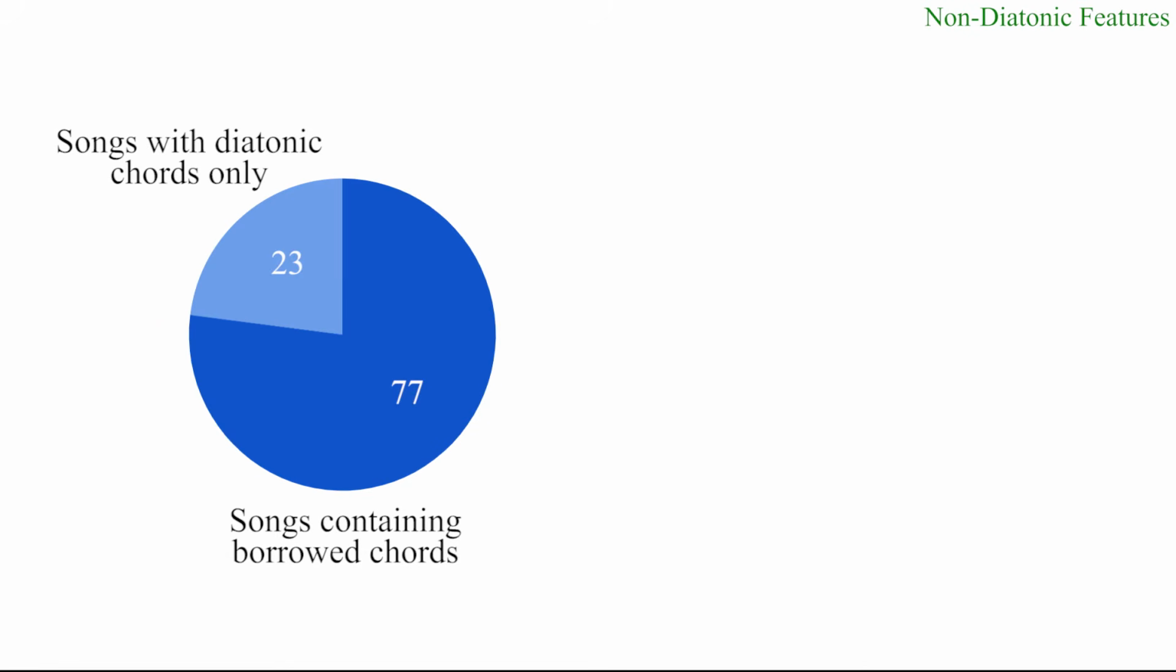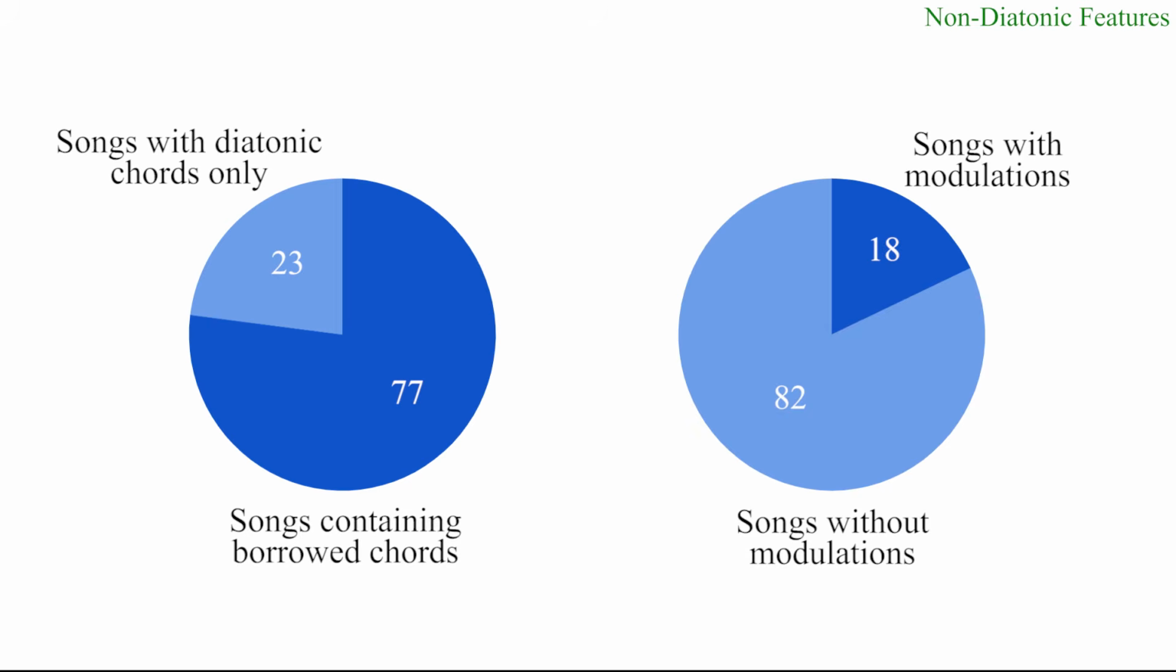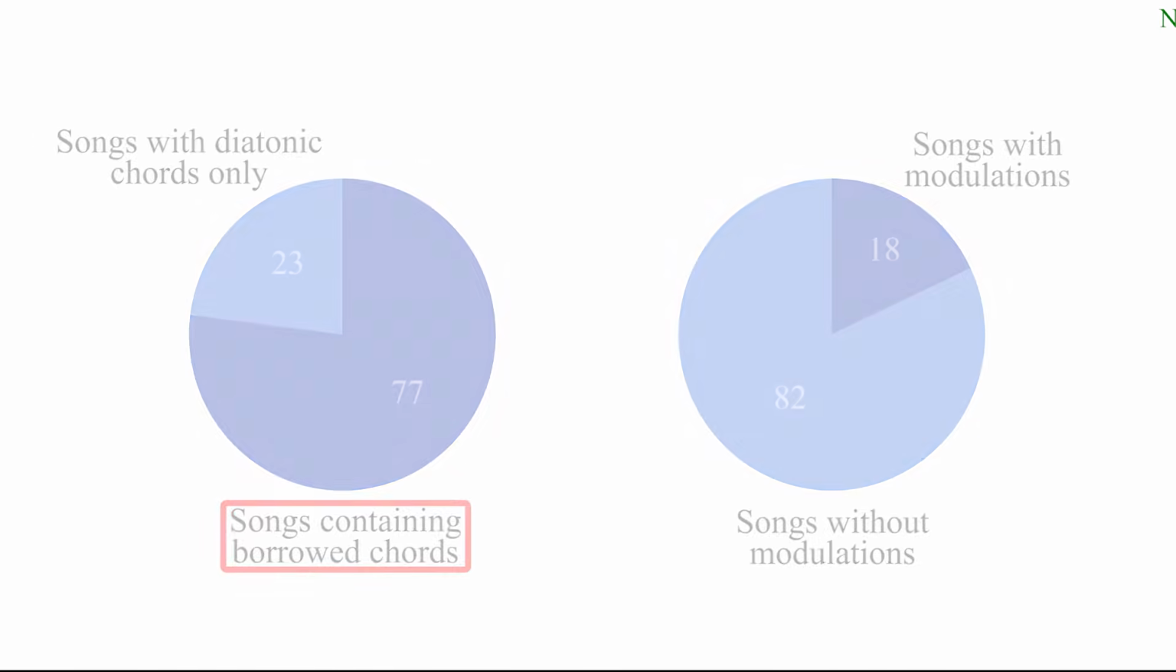Borrowed chords are the most common non-diatonic feature, occurring in 77% of all tracks, while modulations only occur in 18%. As a result, the non-diatonic feature heat map charts mostly reflect trends in borrowed chords. So let's take a closer look at modulations on their own.